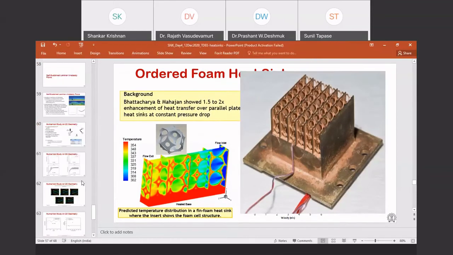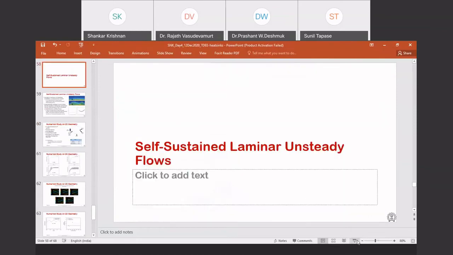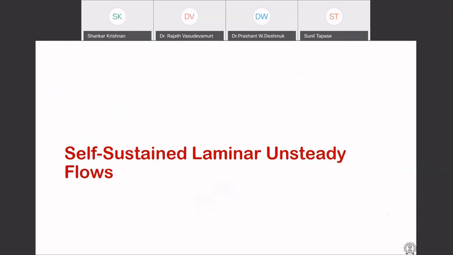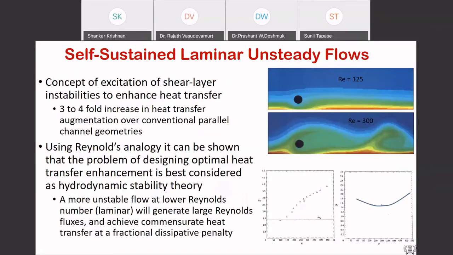Okay. So the next option is to look at unsteady flow. Sometime back there was a group at MIT. They demonstrated that one can obtain very high heat transfer. This R here is a Reynolds number, and they showed that you can improve heat transfer by making the flow unstable, meaning it will be an unsteady flow.